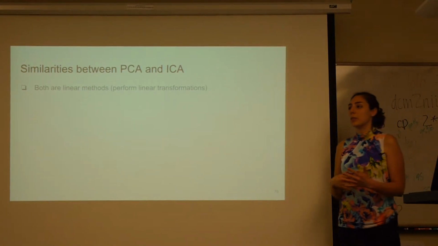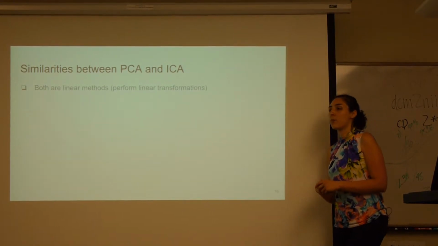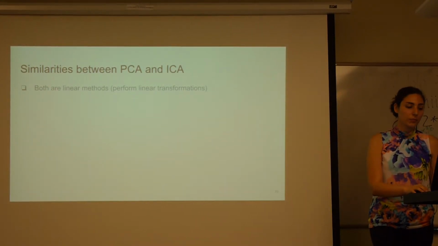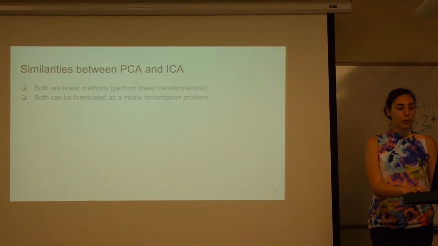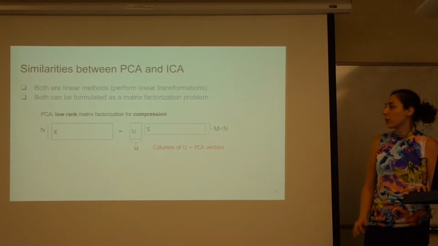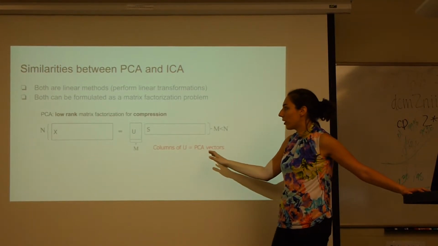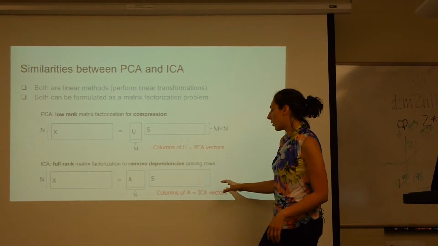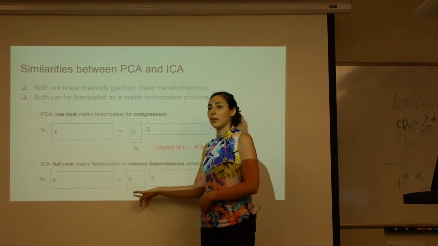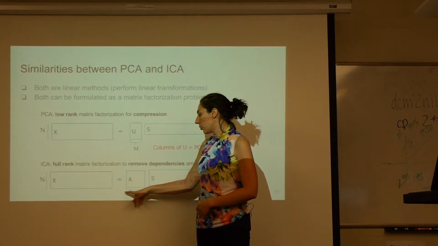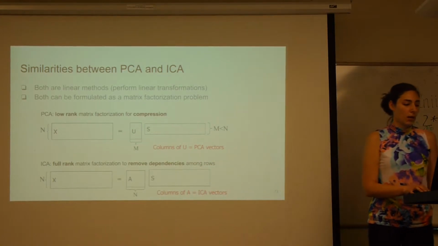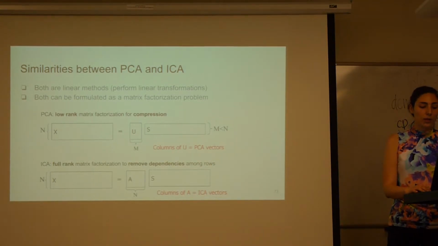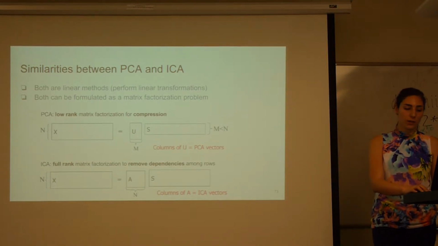The similarities between PCA and ICA are that they're both linear methods, so they perform linear transformations. And they both can be formulated as a matrix factorization problem. To remind you, PCA can be formulated as such. And ICA is very similar, but it does not compress the number of components here. So it's the same number of components as we had dimensions. Instead of compressing, this tries to remove dependencies in our original data.